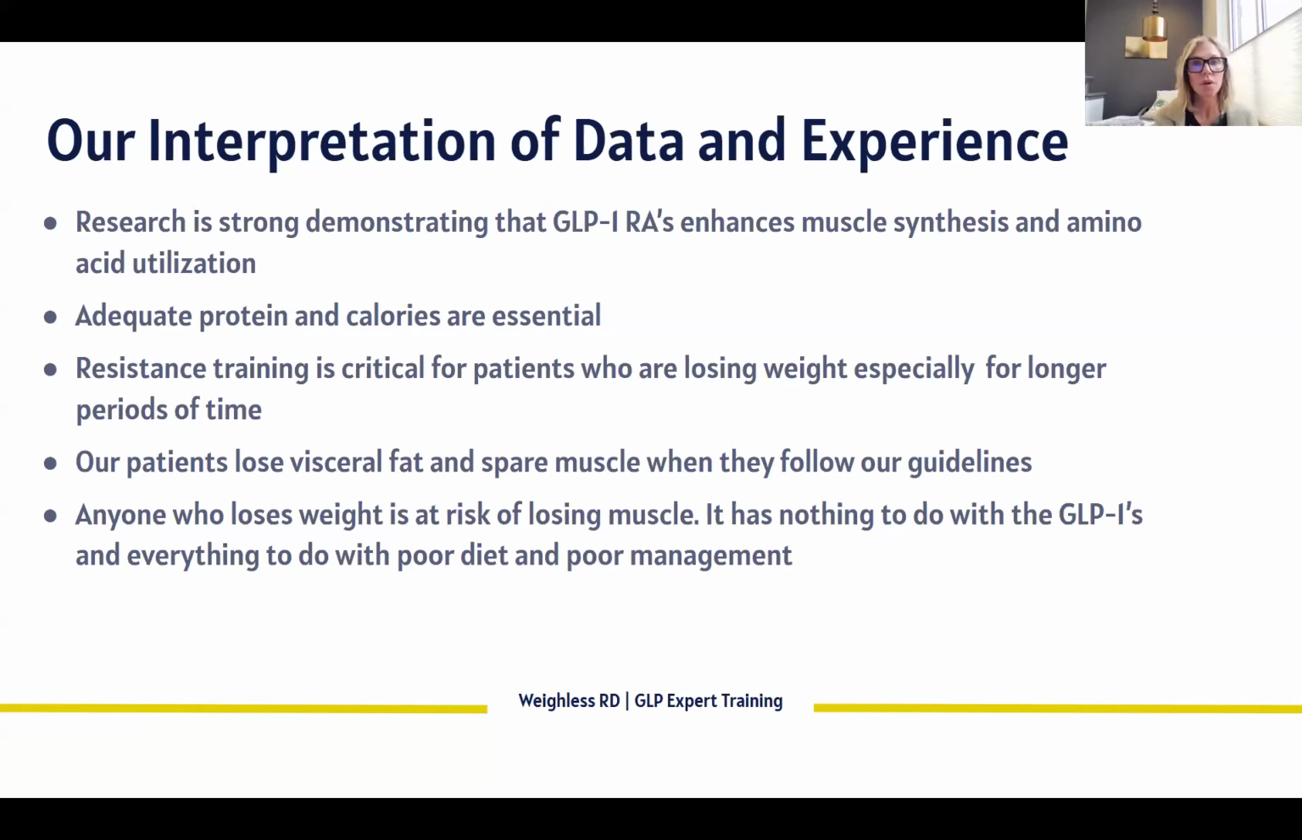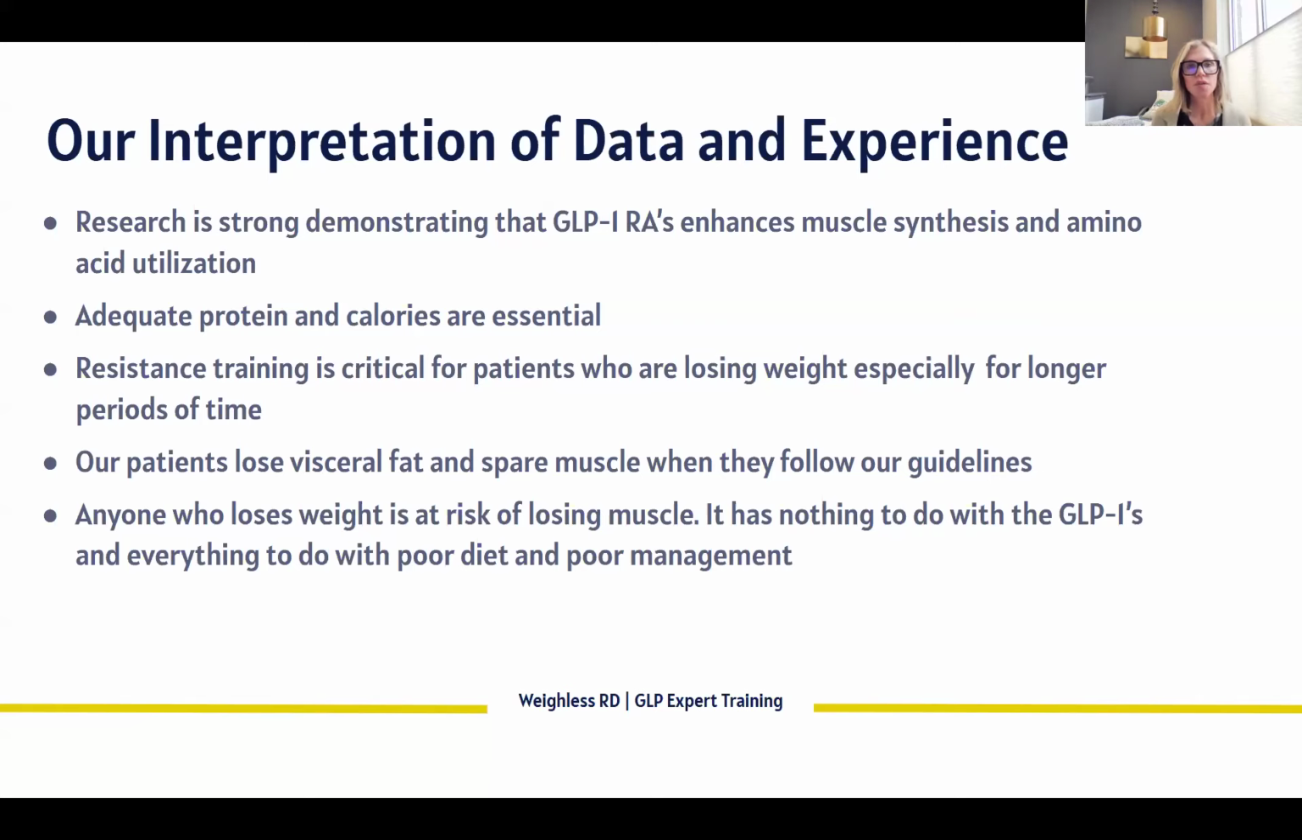Resistance training is critical, especially for those patients who stay on these for longer periods of time. And that goes without saying. But in the shorter term, we all know the patients don't come to us ready to start resistance training, right? This is a process. So we still feel like we can maintain muscle mass even if we're getting patients to lose weight for a couple weeks without the detriment of muscle loss.